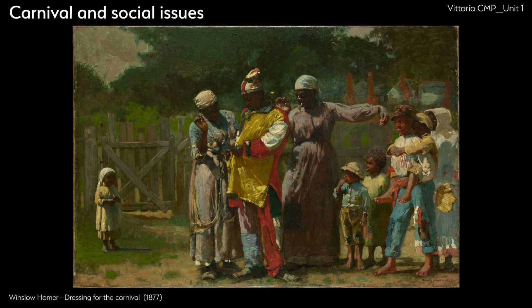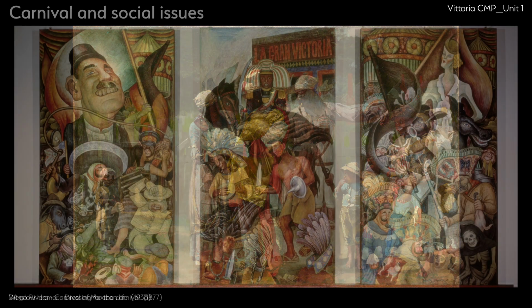In some of these works, Carnival is sometimes associated with political messages and social struggles. For example, in this painting by American artist from the 19th century Winslow Homer, we can see an enslaved black man with an improvised Carnival costume, as if he's trying to adapt to the dominant white culture. I've personally interpreted it as a painting about colonization, slavery, and cultural imposition.